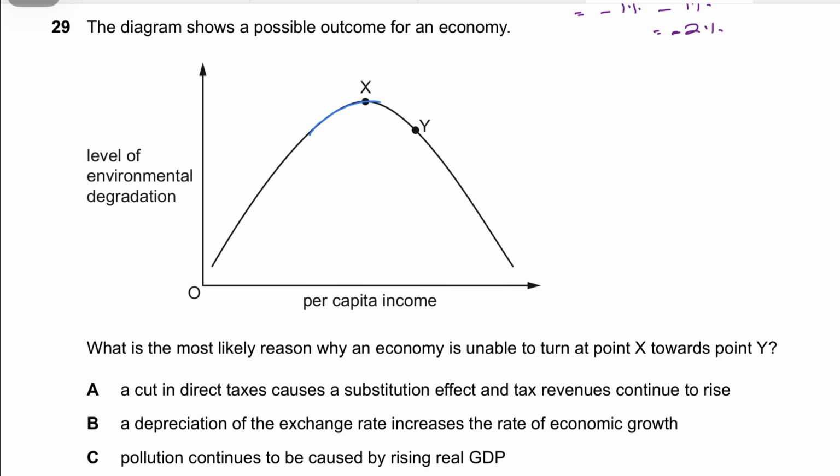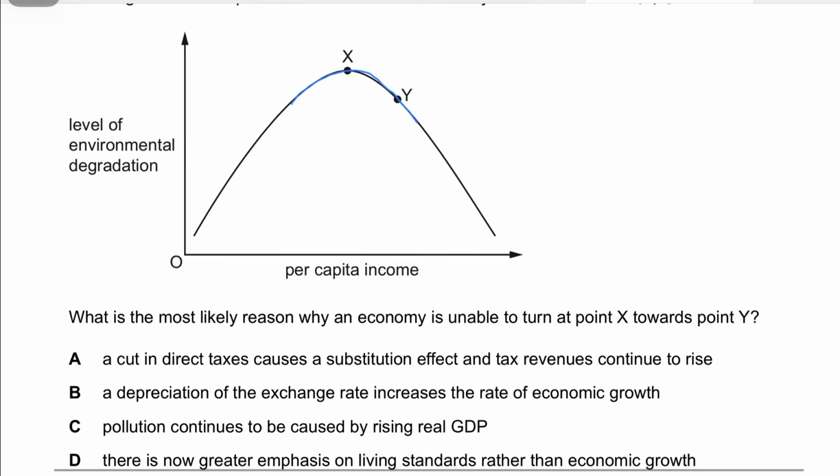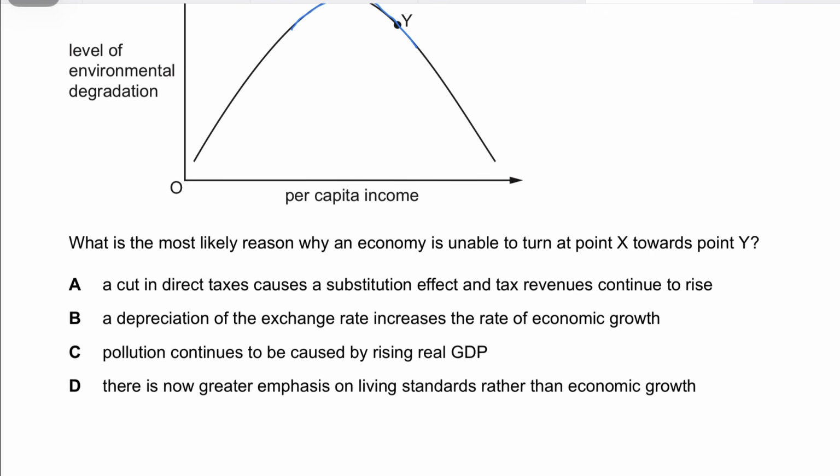Once the turning point is reached, further growth leads to less environmental damage. The environmental damage starts to go down because of higher growth, because obviously you would invest in better technological methods and less polluting technology, and you should know this, by the way. In this case, point X is the turning point. So moving towards point Y would mean higher incomes and lower environmental degradation. But the question is asking why an economy might fail to achieve this. And the correct answer has to be C for Charlie.